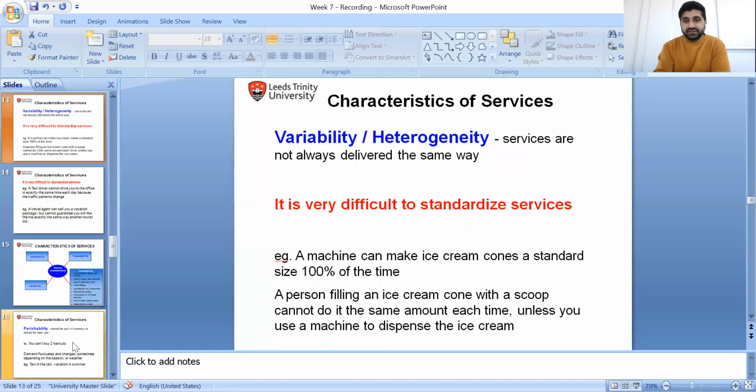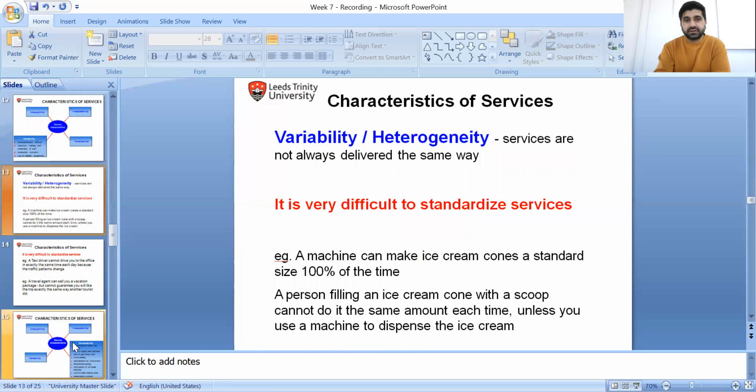Number 4, perishability. So as I said, in variability, it is very hard to standardize the service. For example, if we are using a machine for ice creams, every time there is no standardized criteria that 100% ice cream will be delivered on the cone. A person filling an ice cream cone with a scoop cannot do it with the same amount each time, unless you use a machine to dispense the ice cream like this.